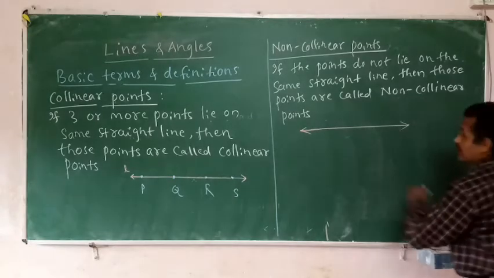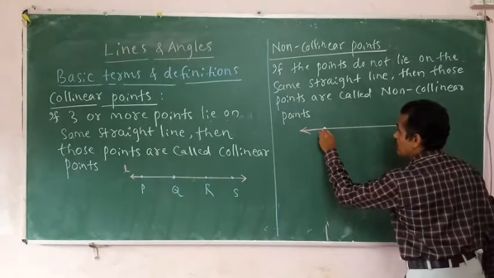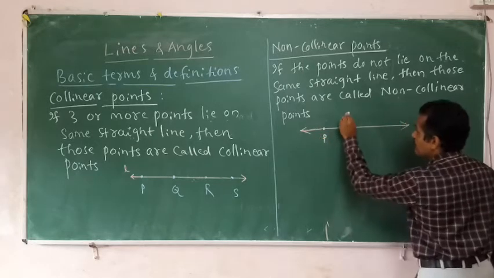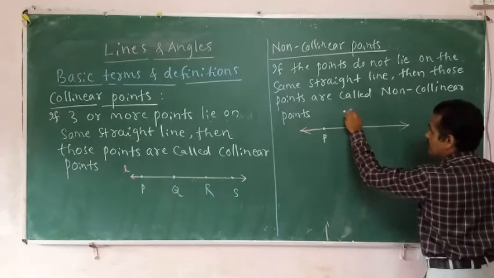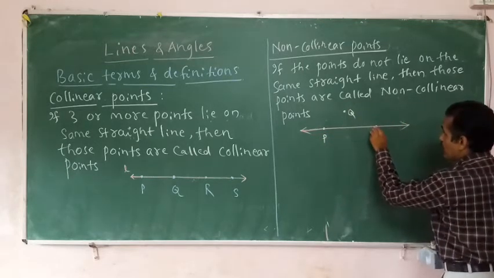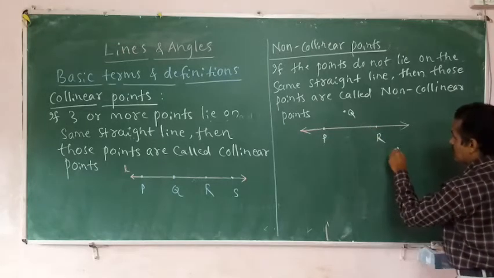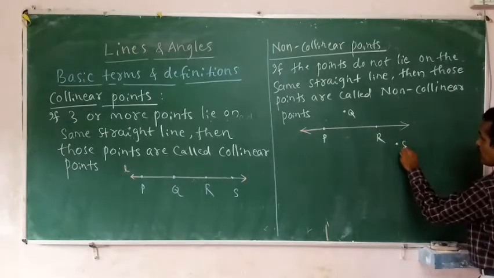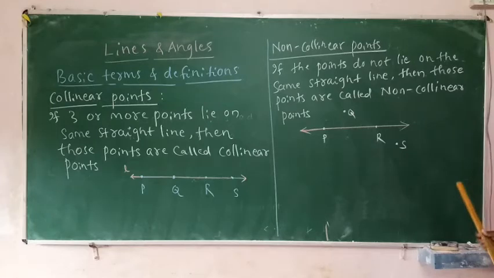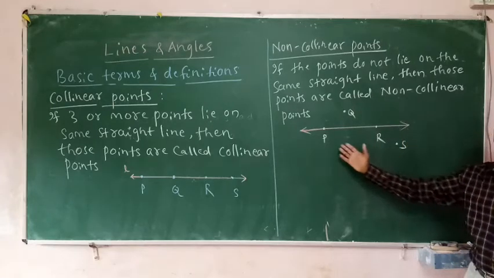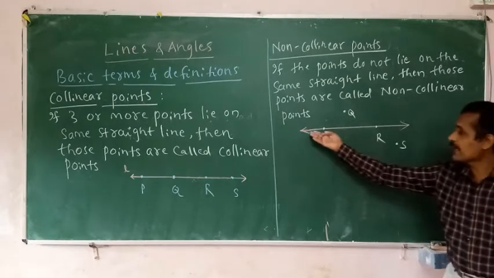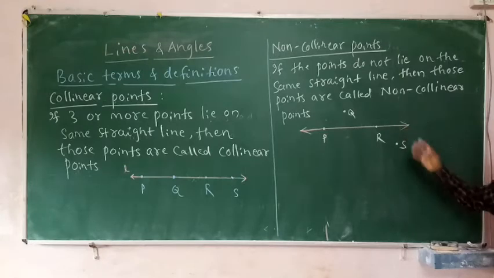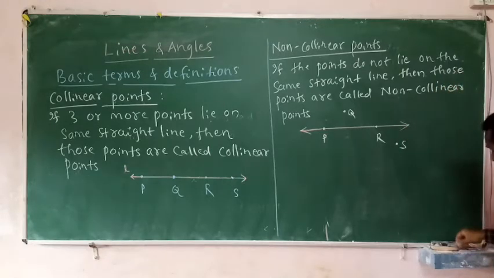And let me mark here one point P, one point Q, one point R, and one point S. And I say the points are non-collinear because they are not lying on the same straight line. So they are called non-collinear.